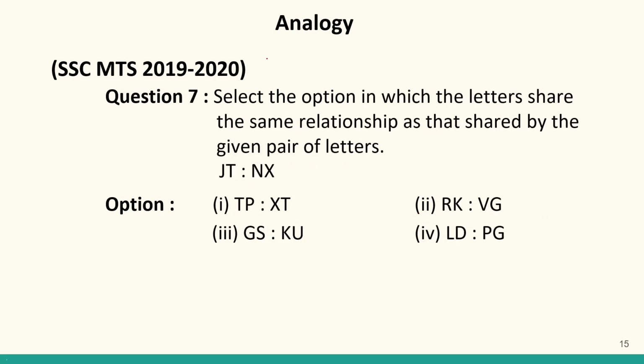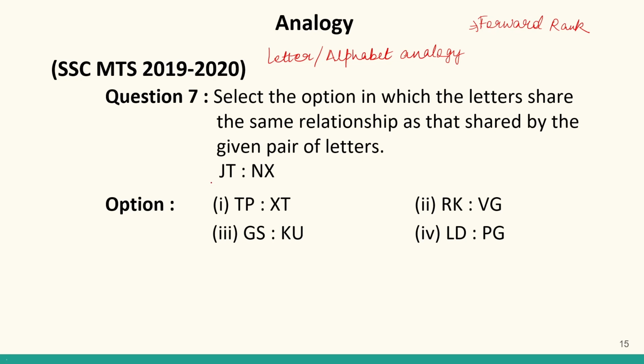Now, this is a question of letter, also known as alphabet analogy. We have to select the option in which the letters share the same relationship as that shared by the given pair of letters. So first we have to find the relationship between this pair. If you remember forward rank, I told you a concept of forward rank and backward rank and opposite letters and looping. All these concepts were studied in alphanumeric series and coding decoding as well, and even in analogy we revised.